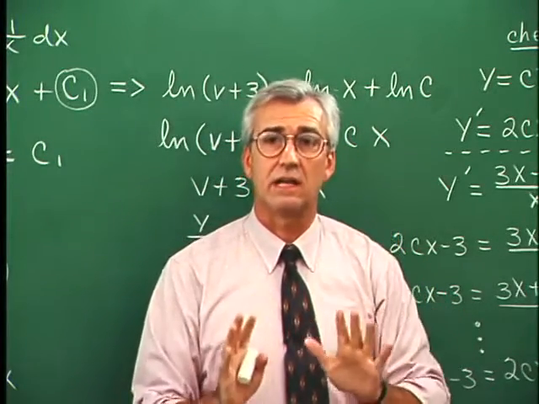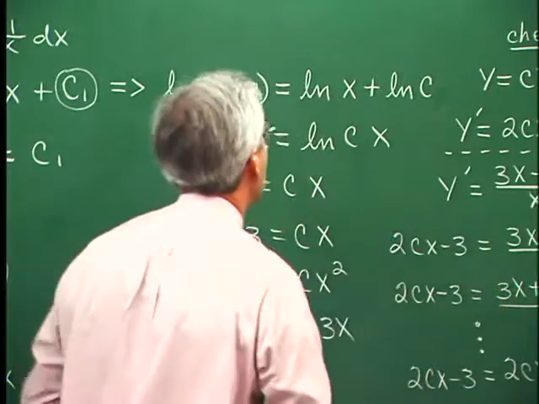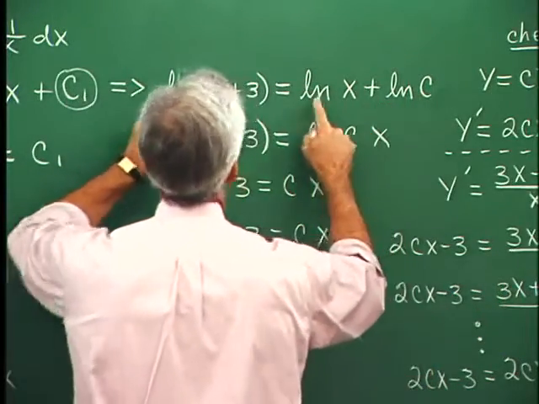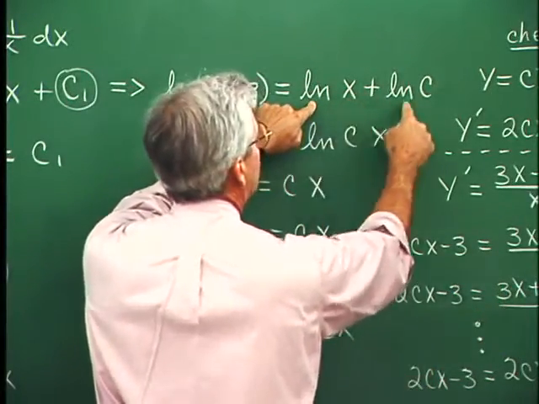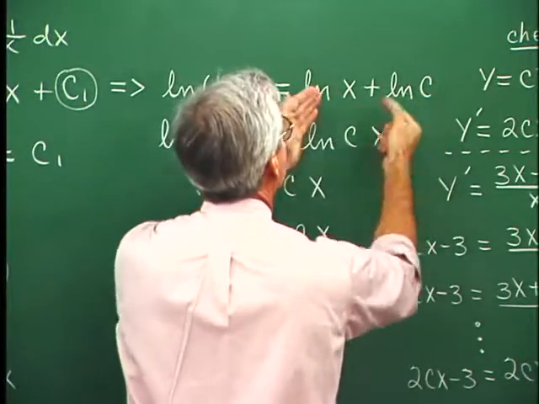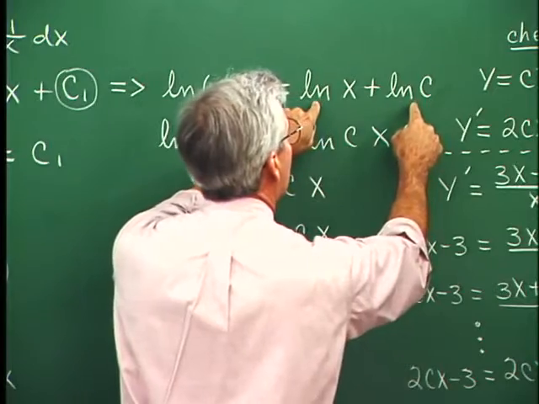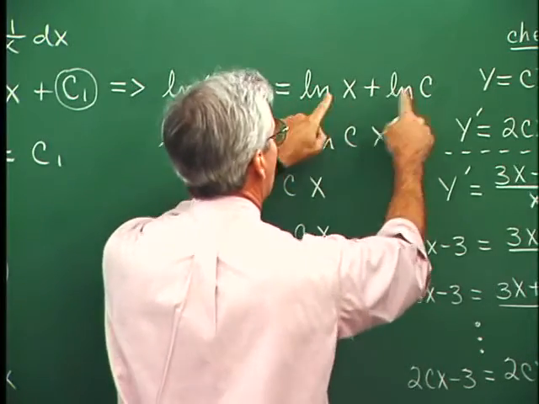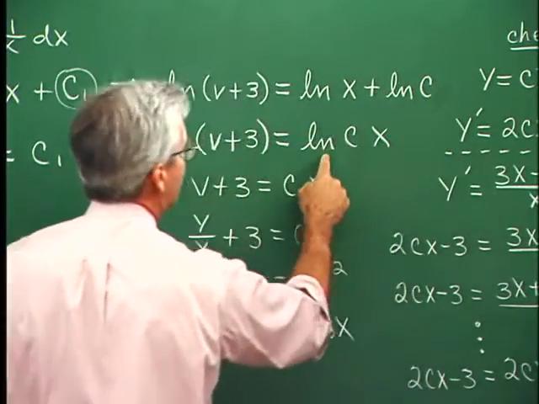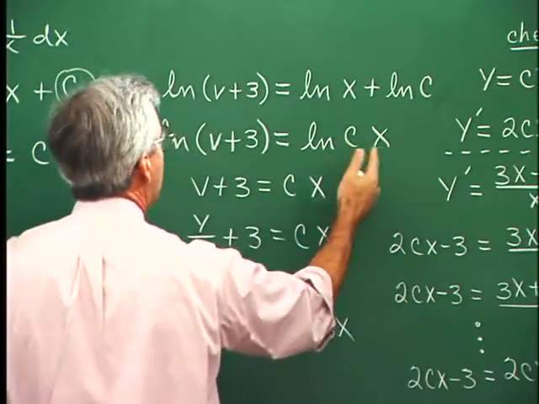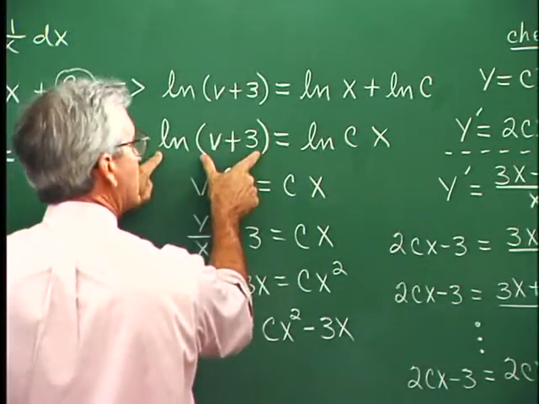Let's just look at the technique and not worry about that for right now. So, let's see, we have natural log x plus natural log c. Well, we can consolidate those two because the sum of two separate logs at the same base is the logarithm of their product. So we have the natural log of cx.